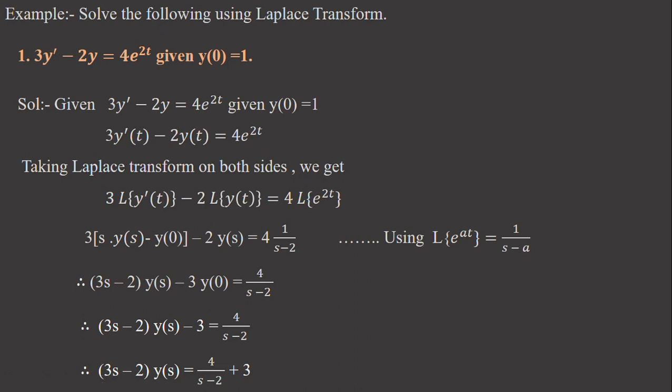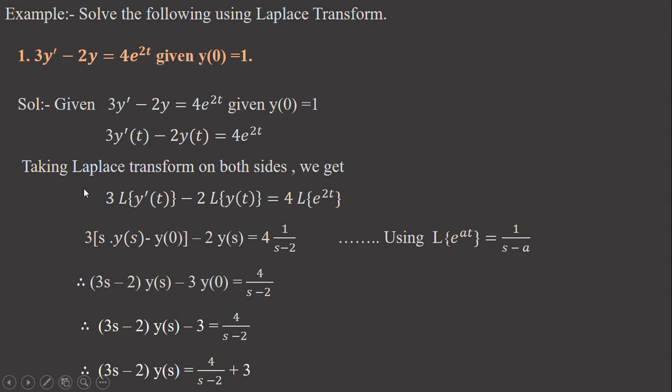So what is the linear differential equation given? It is 3 into y dash, where y dash means y dash of t, minus 2y, where y again means y of t, equal to 4 e raised to 2t. Here t is the independent variable and y is the dependent variable.